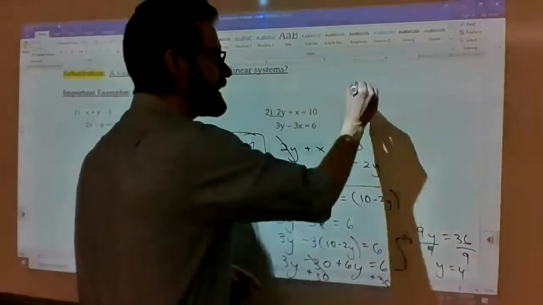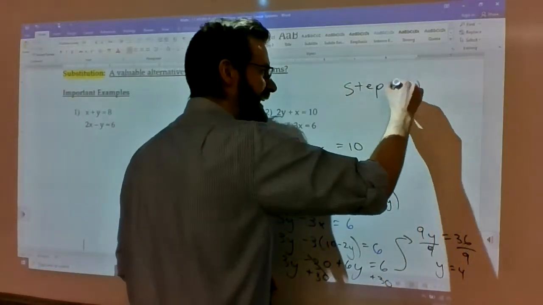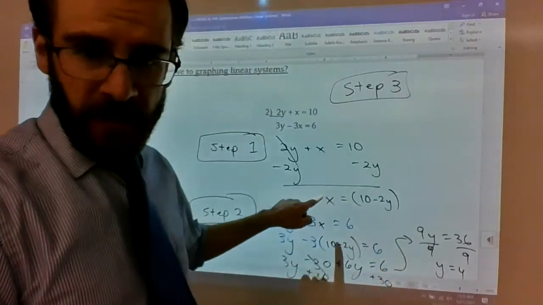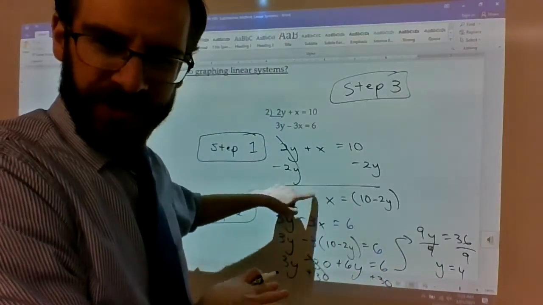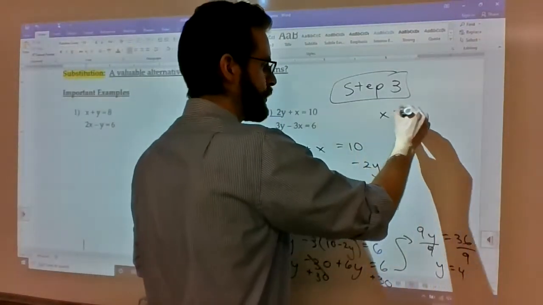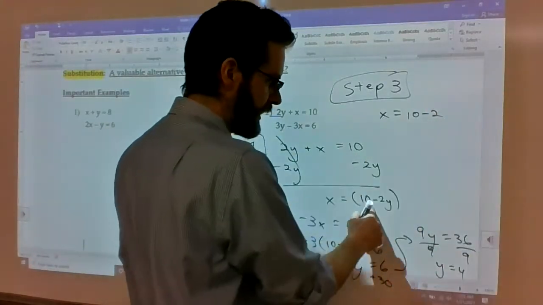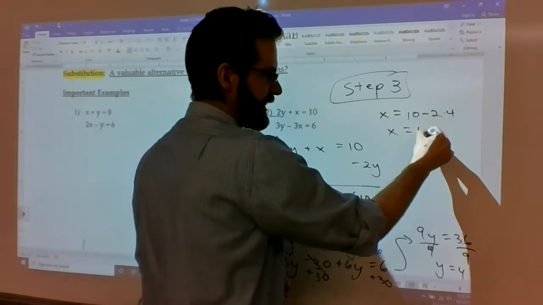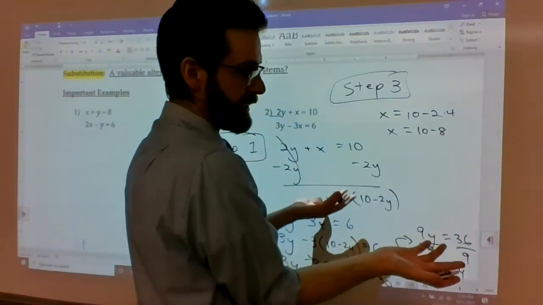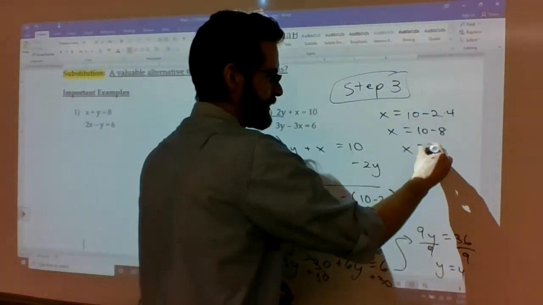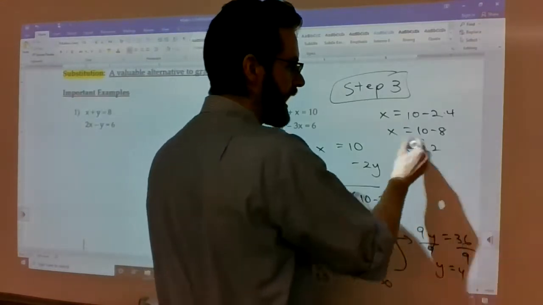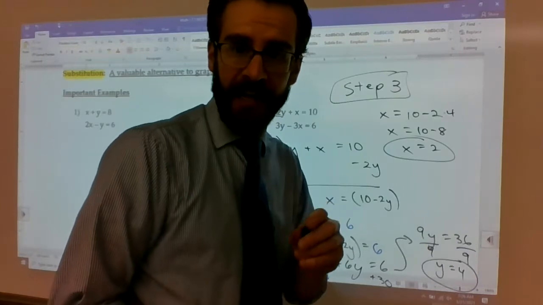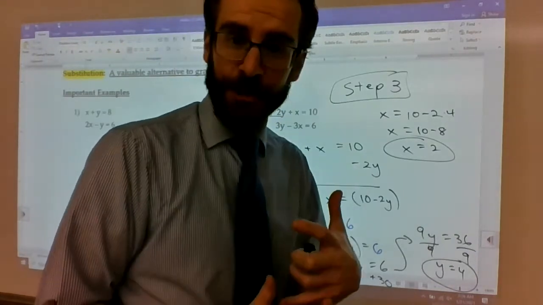Now step 3 says take the result from step 2. You got y equals 4. Plug it into probably step 1 equation, which is going to be our most convenient. x equals 10 minus 2 times y, 2 times 4. Order of operations says 2 times 4 comes first, and then x equals 2. We got it. x equals 2, y equals 4. Now just write it as an ordered pair to indicate that these are two lines. They intersect at (2, 4).